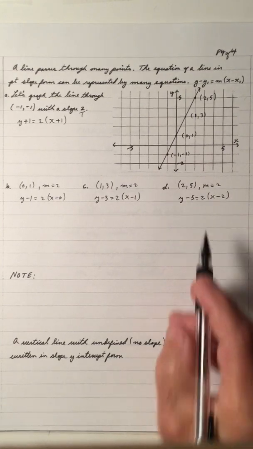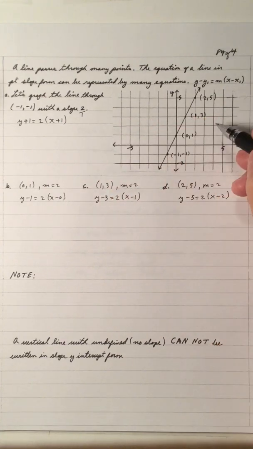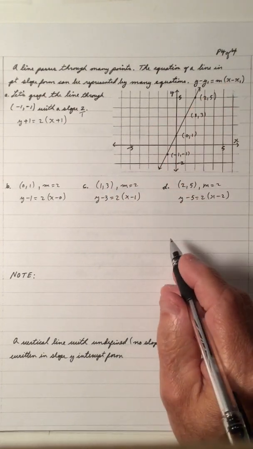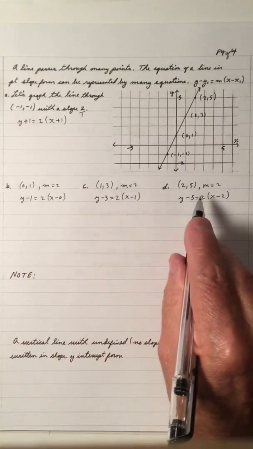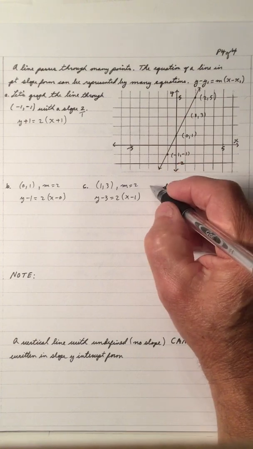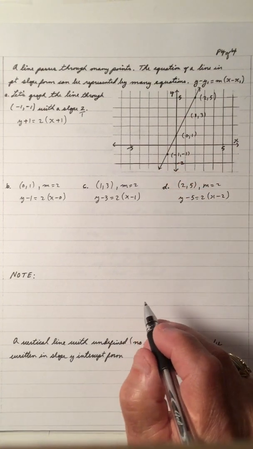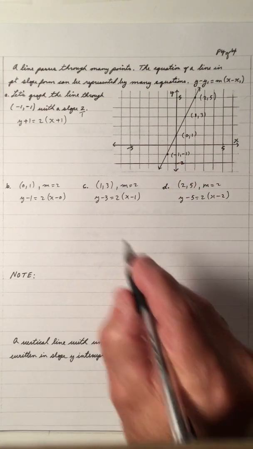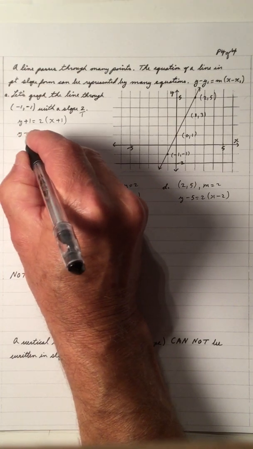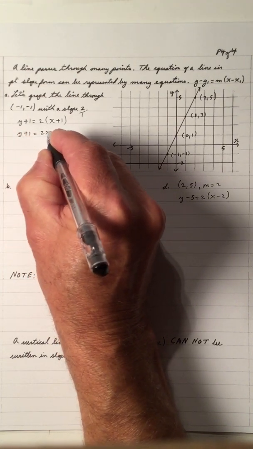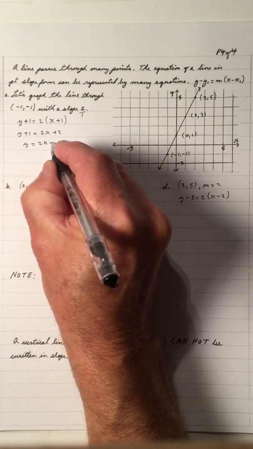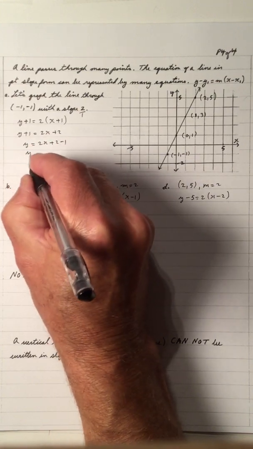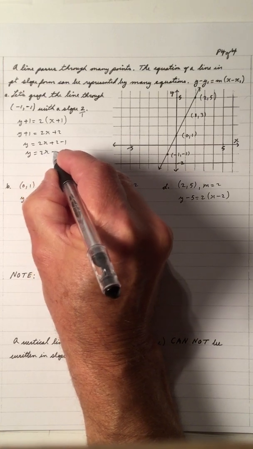So notice this line has these 4 points. There's many, many more, but I'm only using these 4 to illustrate. What I'm now going to do is that all of these are in point slope form representing this one line. I'm going to convert this point slope form to slope intercept. Here we go. Y minus 1 equals 2x plus 2. Move the 1 over and make it a plus. So y equals 2x plus 1.